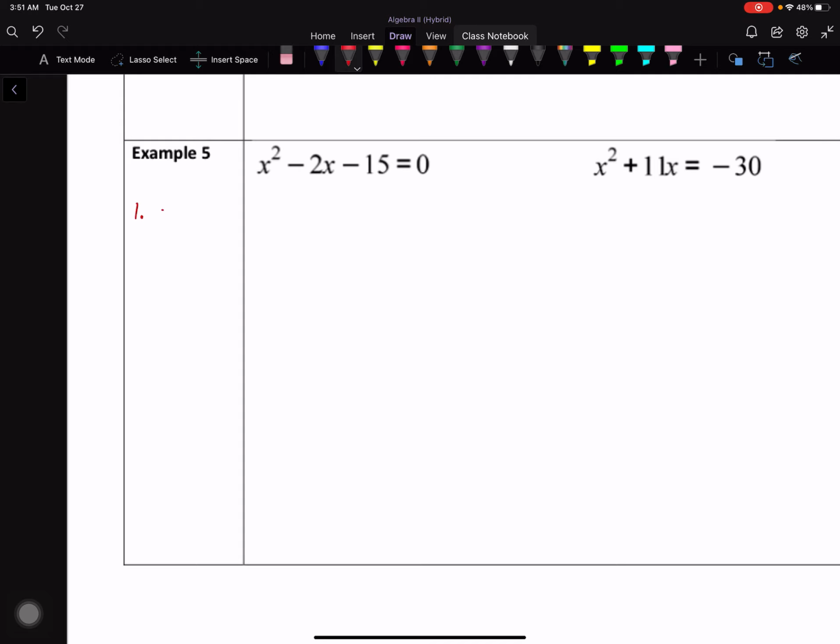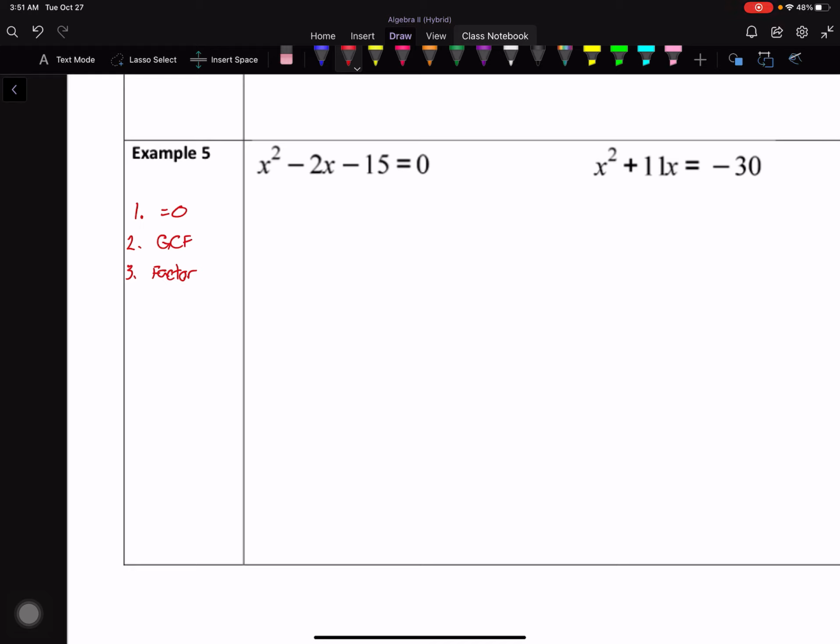Step 1 equals 0. Step 2, GCF. So if you look at all of these terms now, do they have anything in common? No, they don't. So step 2 is done. Step 3, factor.